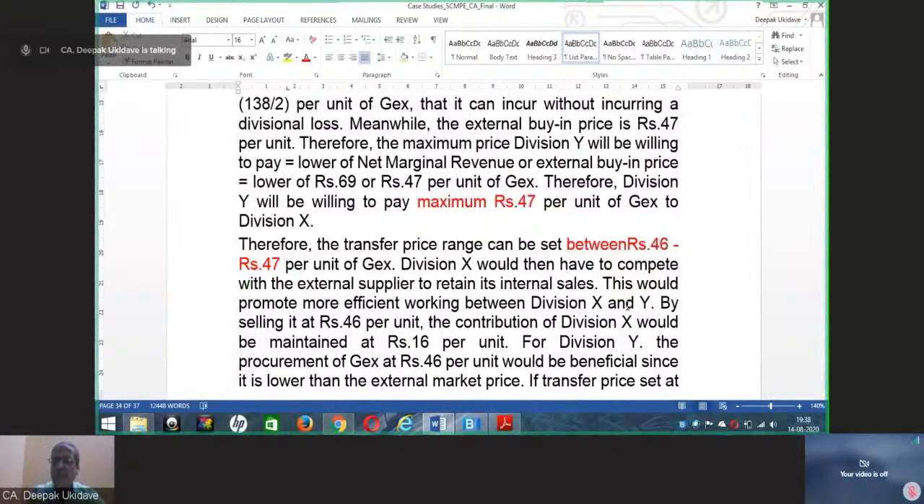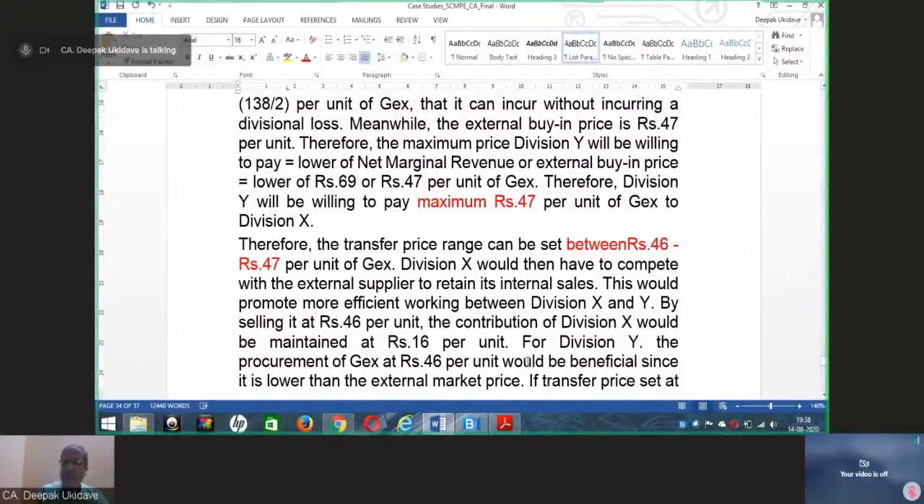Division X, if it tries to supply to division Y at 46, then it has a challenge of maintaining the quality as well as the cost vis-a-vis the competitor. So by selling it at rupees 46 per unit, contribution of division X would be maintained at 16 rupees per unit. For division Y, procurement of checks at 46 would be beneficial.